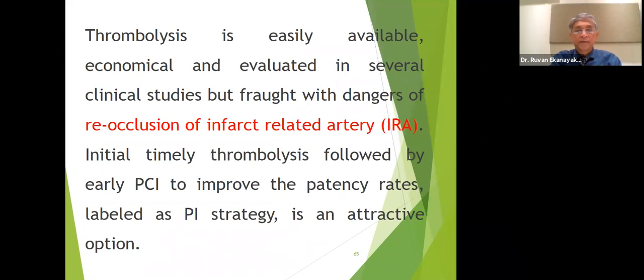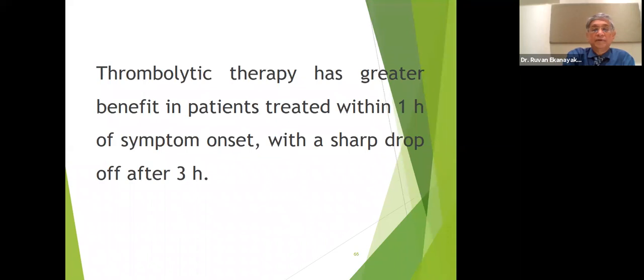Thrombolysis is easily available, economical, and evaluated in several clinical studies, but fraught with the danger of reocclusion of the infarction-related area. This is because when you dissolve the clot, you expose the ruptured plaque to the circulating platelets. And unless you have a good antithrombotic process ongoing on that exposed ruptured plaque, a thrombus can occur again, though you have lysed the clot. You have exposed the underlying plaque, which has ruptured, and therefore this is the problem with thrombolysis.